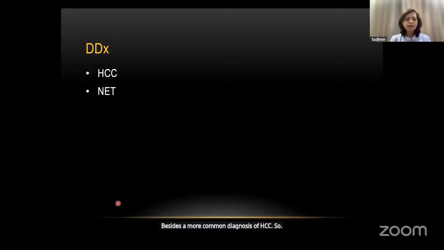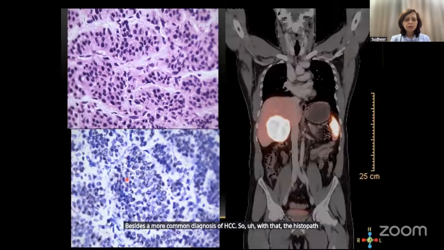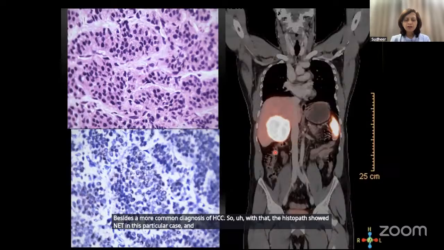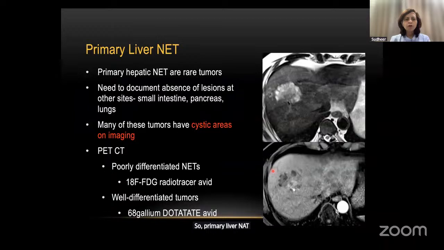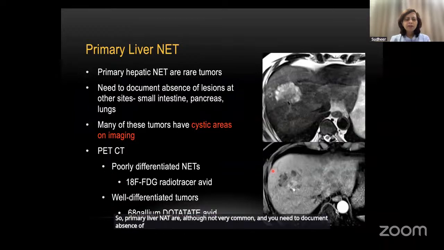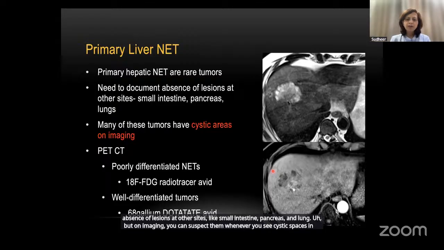With that, the histopath showed NET in this particular case, and the DOTA-PET showed very high DOTA avidity. Primary liver NETs are not very common, and you need to document absence of lesions at other sites like small intestine, pancreas, and lung. But on imaging, you can suspect them whenever you see cystic spaces in a hypervascular mass of a non-cirrhotic liver.